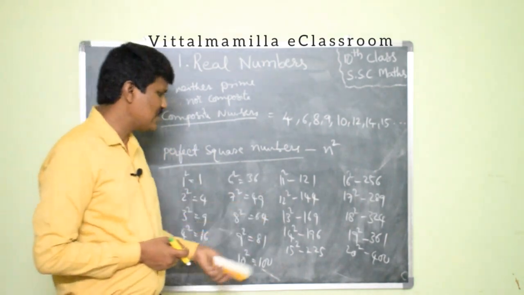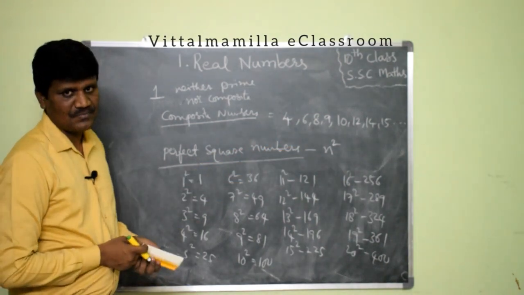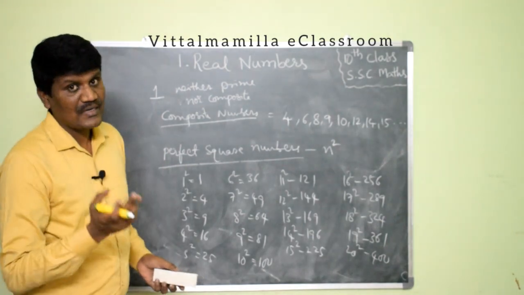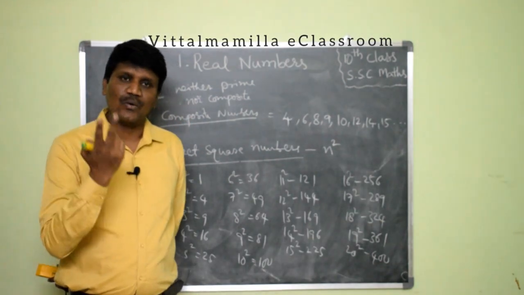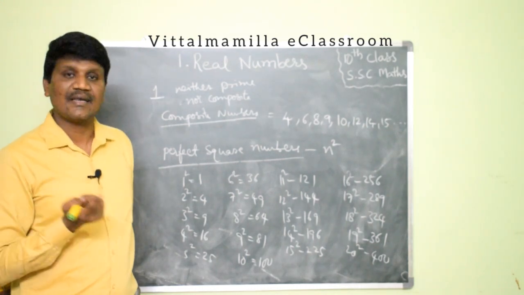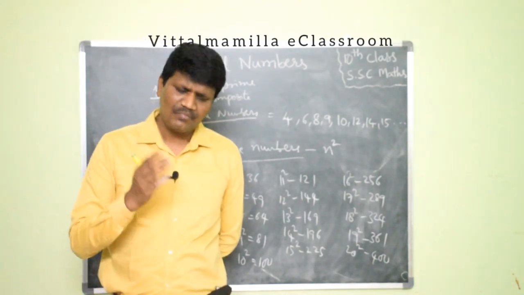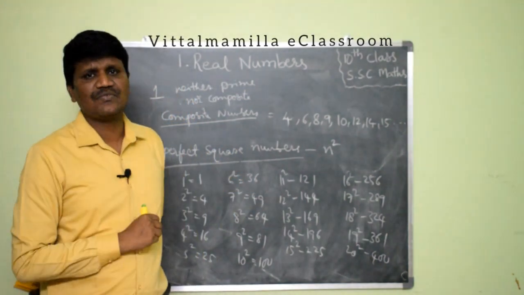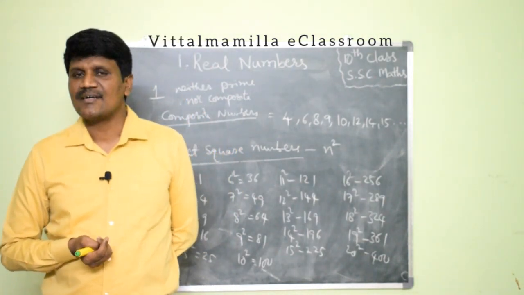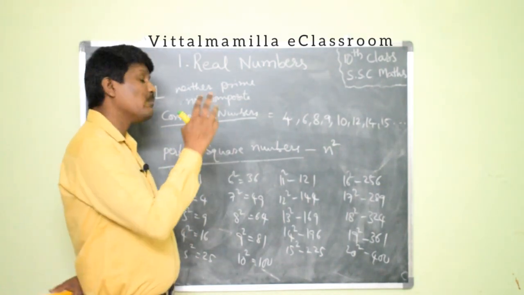So at least you should remember till 20 square. So these are about perfect square numbers. What we have seen today: the first one is the natural number system, whole number system, integers, rational numbers, irrational numbers, and all together are called real numbers. The next numbers are even numbers, which are in the form of 2n, and next we have seen odd numbers, 2n minus 1 or 2n plus 1, and prime numbers.